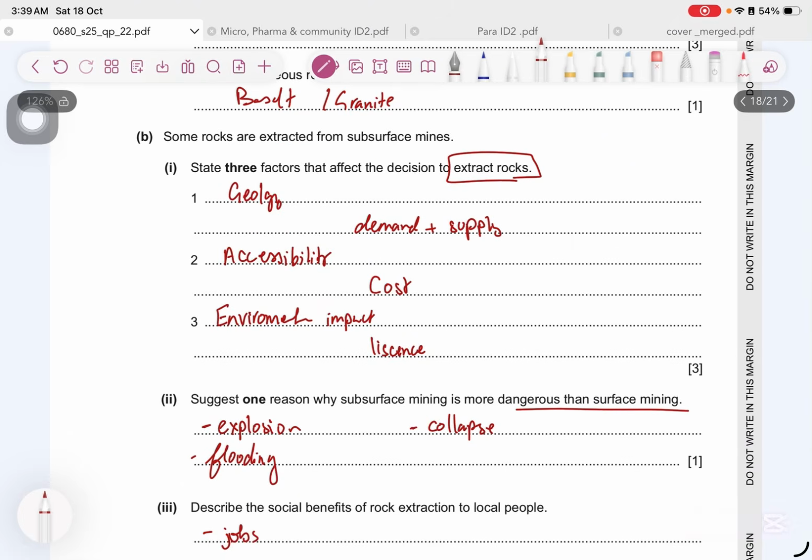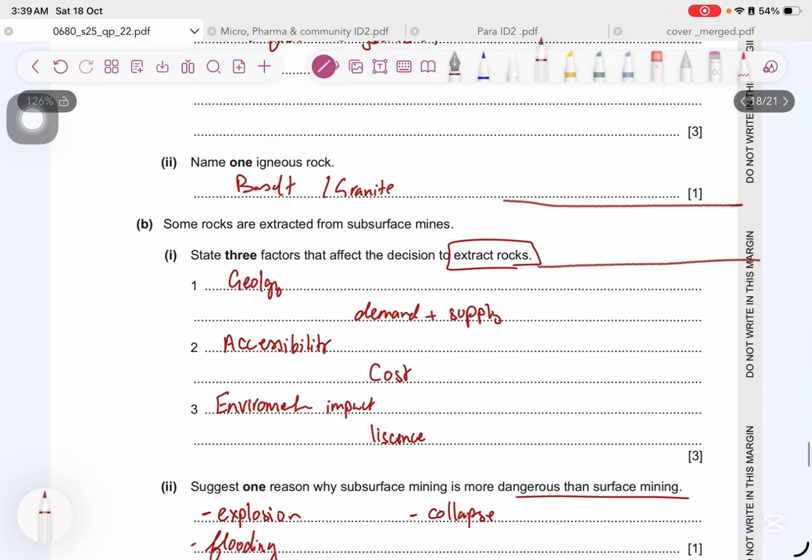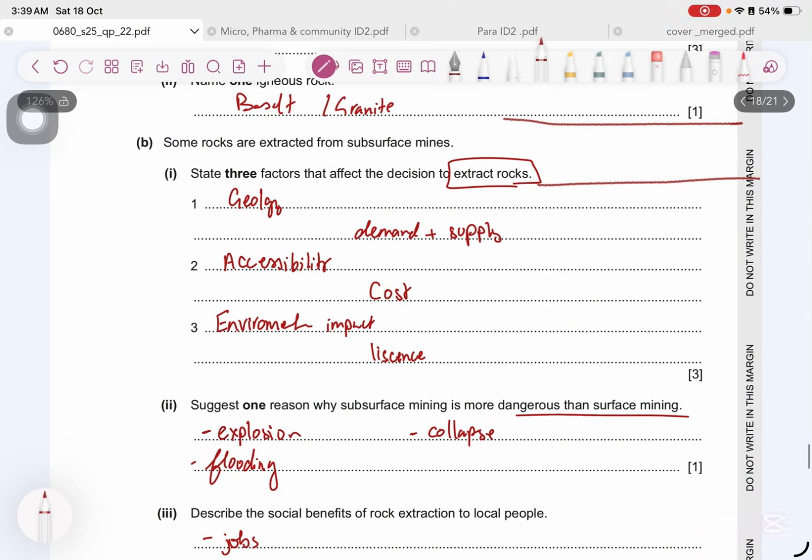Some rocks are extracted from subsurface mines, the mines that are underground. Sub is under. Okay? State 3 factors that affect the decision of extracting rocks. The geology, their place. Okay, is the place accessible or not? Is it in the middle of nowhere? Or is it closer to the city? The environment. Are we gonna need to deforestate a lot? Or is it already a desert? Okay. The demand and supply. Is it in demand? Are we gonna use it a lot in construction or whatever? Or not?